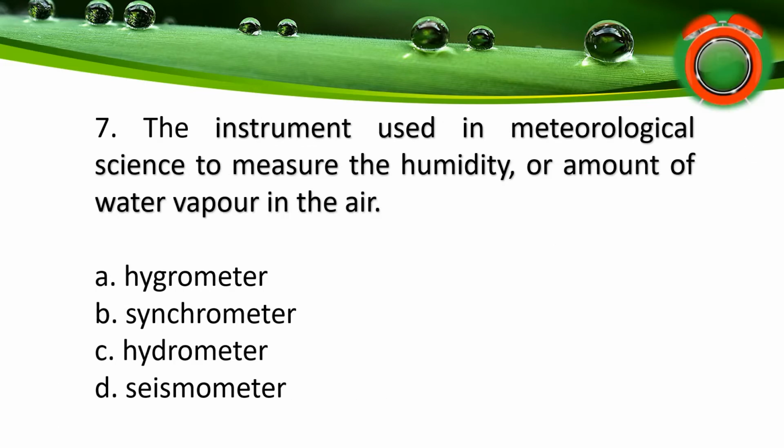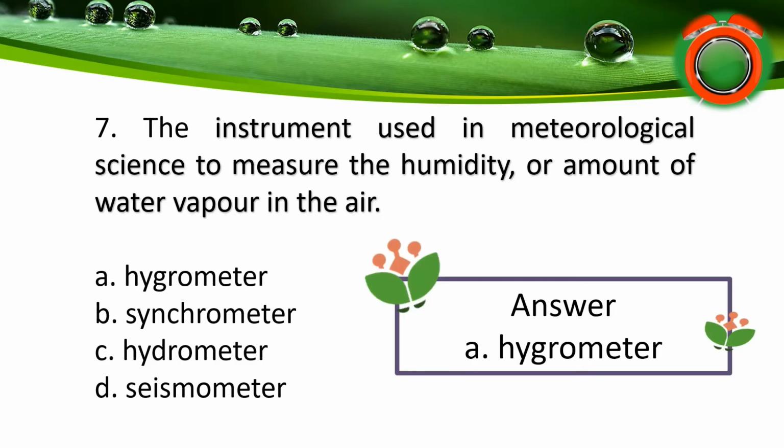Number 7 question. The instrument used in meteorological science to measure the humidity or amount of water vapor in the air is called A. Hygrometer, B. Synchrometer, C. Hydrometer, D. Seismometer. The correct answer is A.